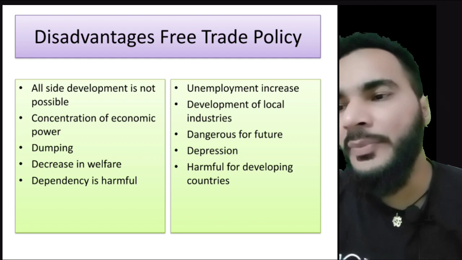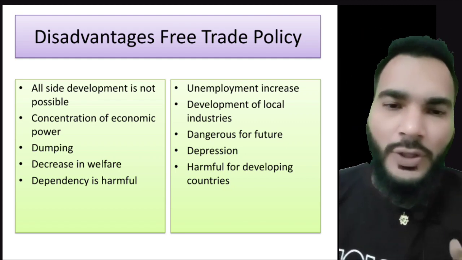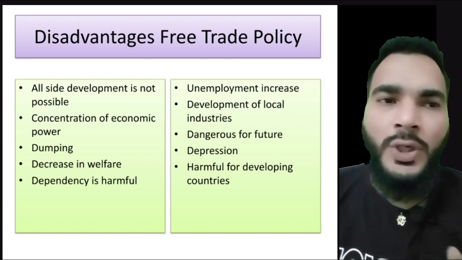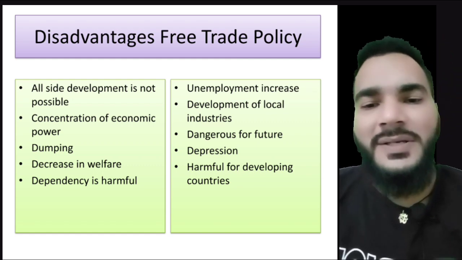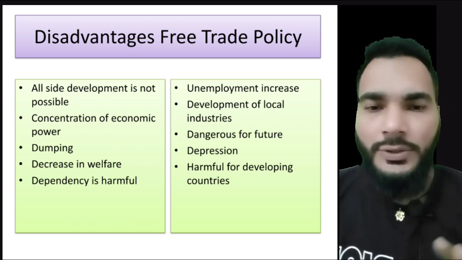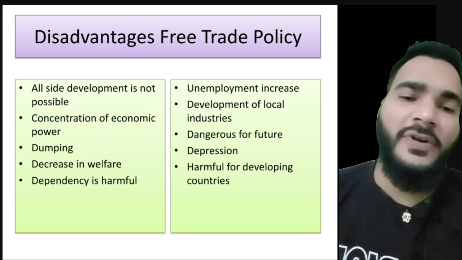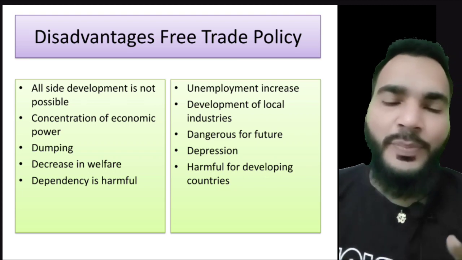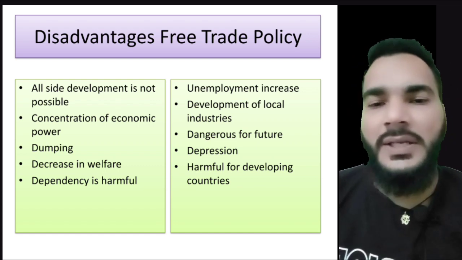Then we have unemployment increases, which is a very common thing. If you are focusing on one industry, like agriculture only, each and every person would not be interested in doing agriculture, right? Different kinds of people would be there, having different kinds of education. So people won't get satisfaction or employment from one industry only, from agriculture only.